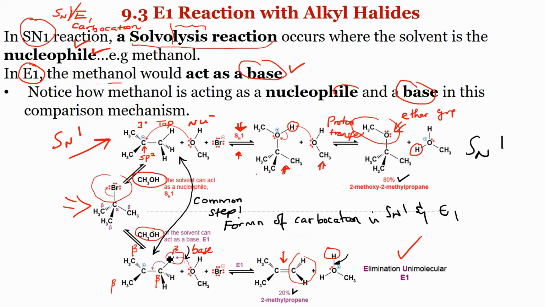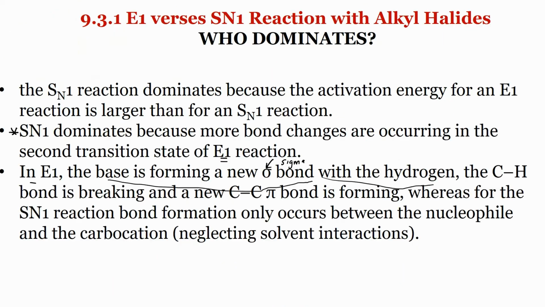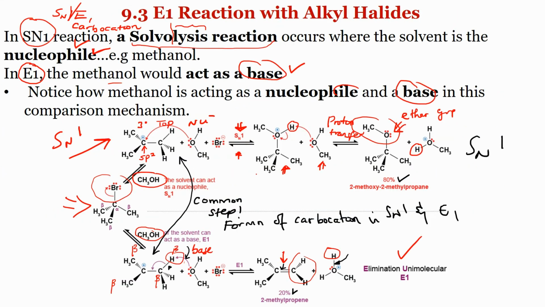We go back. So this CH bond right there is breaking and we are forming a bond where it lands, which is this new pi bond. So that's a count of two. Then we go back forward. Whereas for SN1, bond formation only occurs between the nucleophile and the carbocation. So this is where we are forming a bond right here between the nucleophile and the carbocation. So it's skipping one step right here. You only see one arrow here.